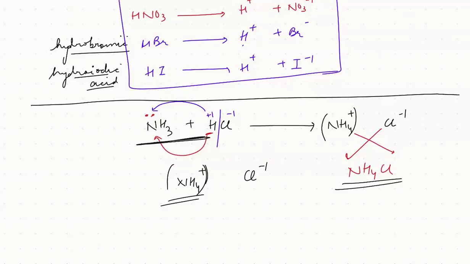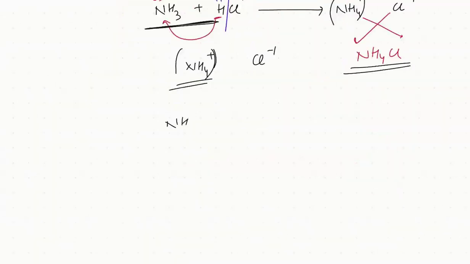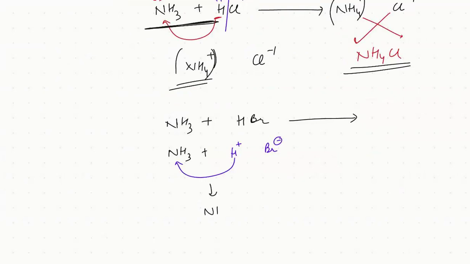Now let's suppose I give you the combination reaction of ammonia with HBr. What do you think the product shall be? HBr shall break down into H plus and Br negative, and we shall have ammonia. This H plus shall attack this ammonia and form NH4 plus, and then this Br negative would be there. So NH4Br would be formed. Are you understanding my point? So that's how you're supposed to write down the combination reaction.